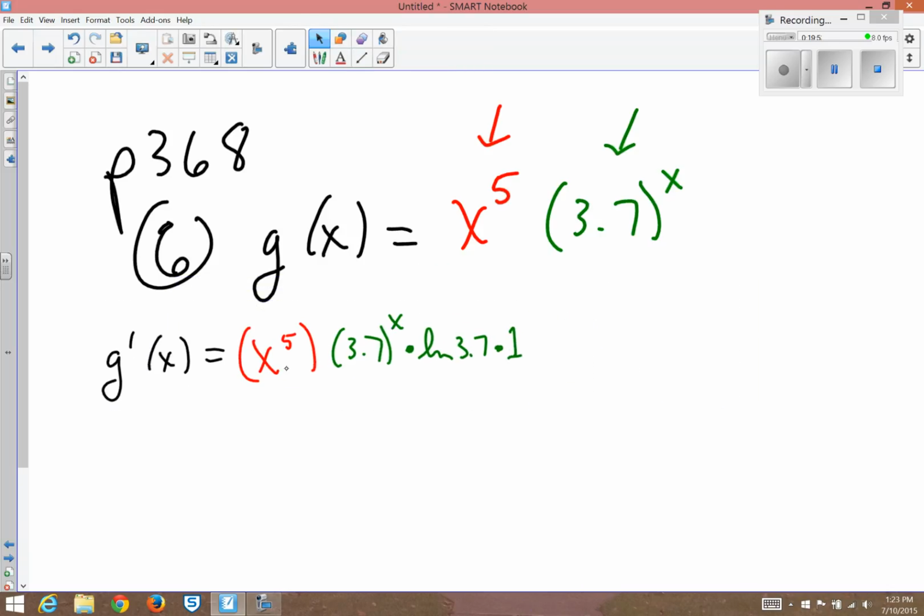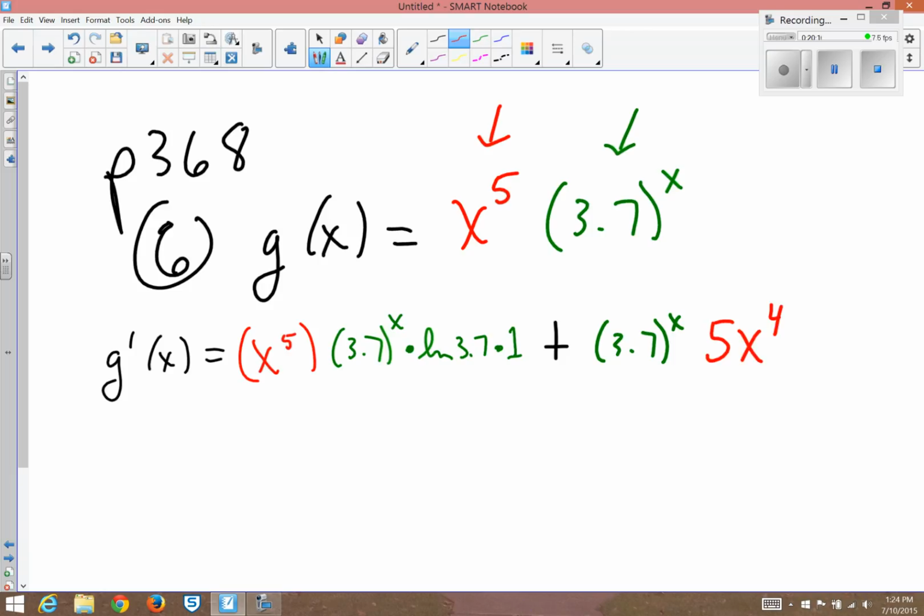So far I've written the first times the derivative of the second. We need plus the second, which is 3.7 raised to the x, times the derivative of the first. The first is 1x to the fifth. The derivative of 1x to the fifth is 5x to the fourth. And all of this is the answer.